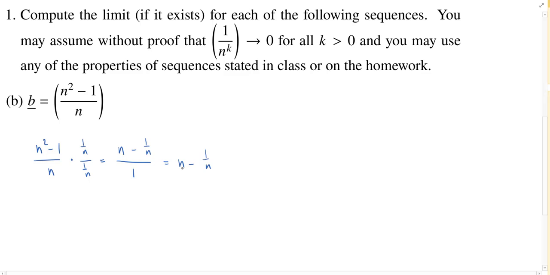So you have one component going to infinity, the other part is going to 0, and of course then as n goes to infinity, this difference will also go to infinity. And so we conclude that this sequence does not actually have a limit, it diverges to infinity.